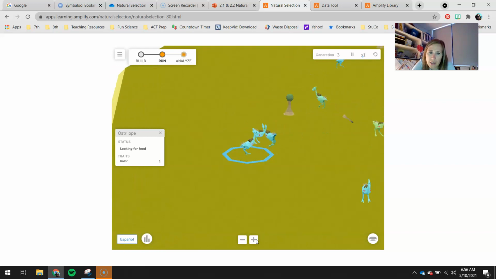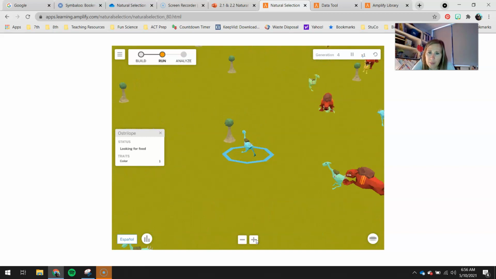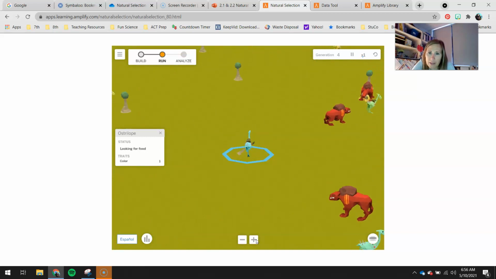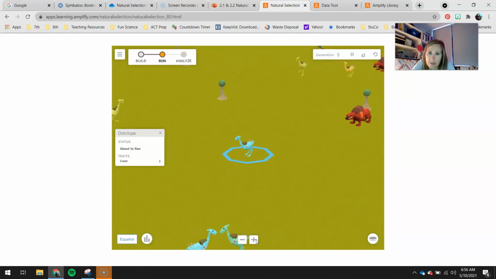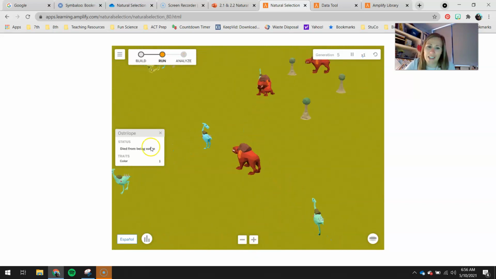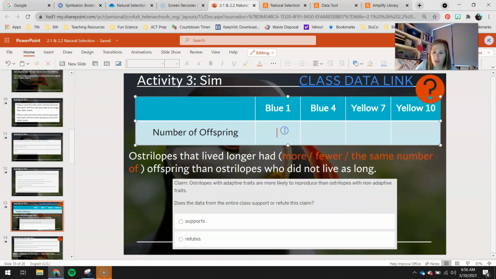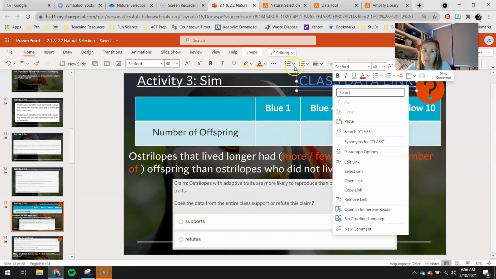Eating a tree. Oh, predators in the area. He seems unfazed. Oh man, there he goes. Alright, he definitely got eaten. He had 2 chances to reproduce though. So here we're going to record a 2 for blue 1. He had 2 chances to reproduce, or she, or whoever it was. Then you're going to find a blue 4, a yellow 7, and a yellow 10 as well. Once you have that done, you're going to open up the class data link right here. So right click it, open link.